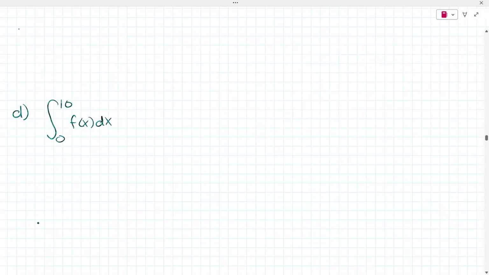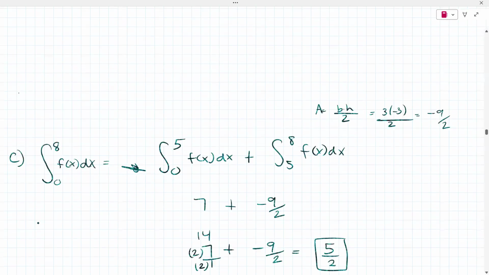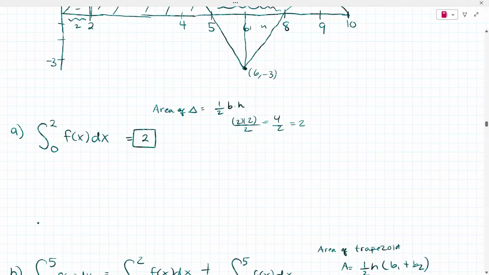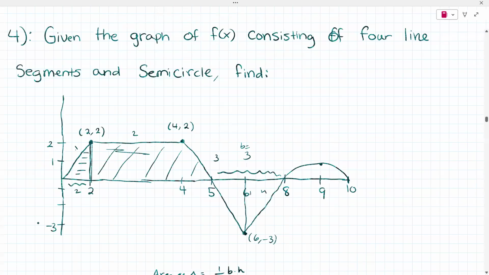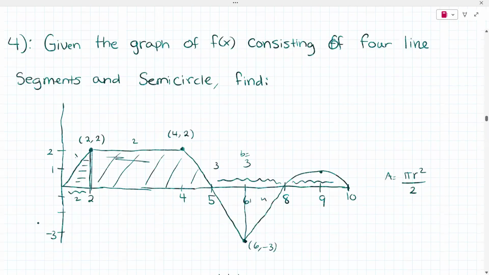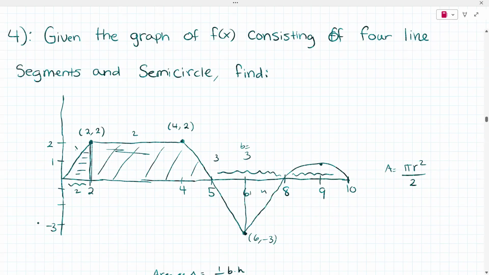Let's move on to letter D. So the integration from 0 to 10. So that's the whole thing. The only difference now is we have to find the area of this, which is half a circle, right? I know the area of a circle is pi r squared, so for half of a circle, we'll just divide that by 2. So what we could do is break it into two integrations. We can start from 0 to 8, which is our previous answer, and then from 8 to 10.